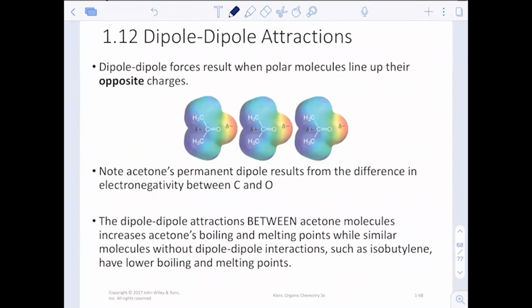Now, dipole-dipole attractions are permanent dipoles. It is a result when a polar molecule lines up with another polar molecule with the opposite charge, the delta minus to the delta plus, delta minus to the delta plus. There is the intermolecular force. That attraction between one molecule's delta minus and the other molecule's delta plus that is permanent in the molecule is a dipole-dipole interaction. These are stronger than the London dispersion forces. And so they have to be taken a little bit more seriously.